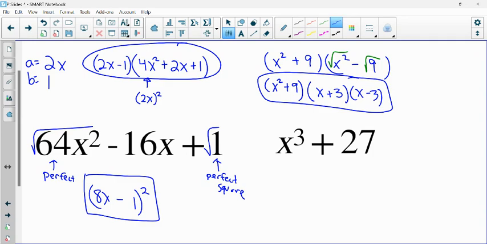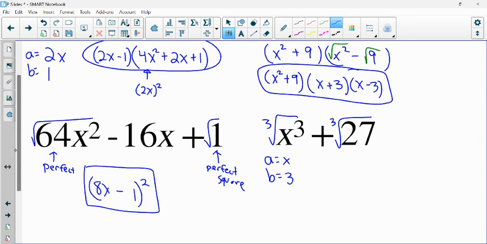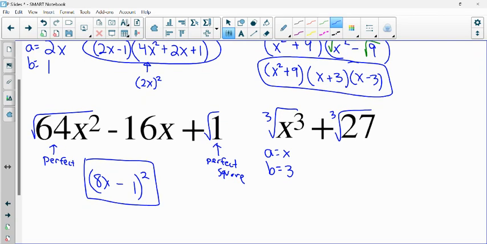Sum of perfect cubes. So we'll have to take the cube root of the first one. So a is equal to x. We're taking the cube root of 27, which would be 3. And then we're going to be doing that formula. So it's a plus b, so it's x plus 3. And then I'm squaring the a, so x squared, multiplying the 3 and the x together, so plus 3x, and squaring the last, plus 9.